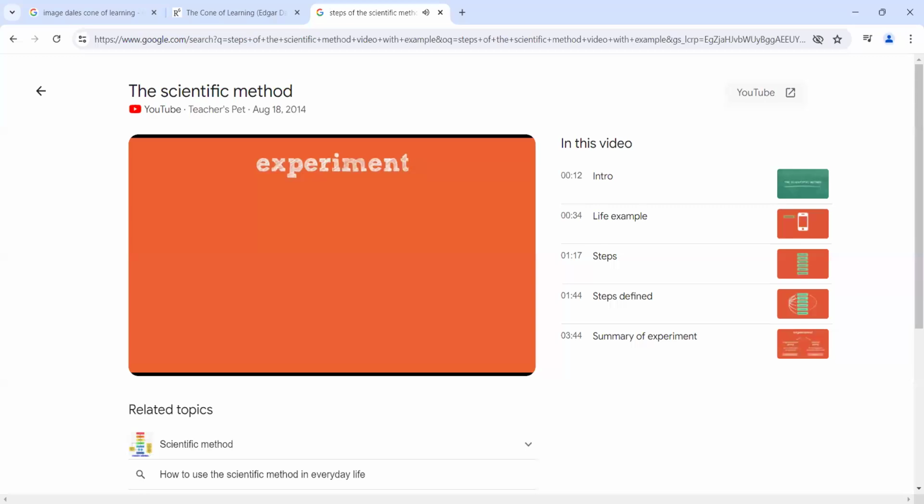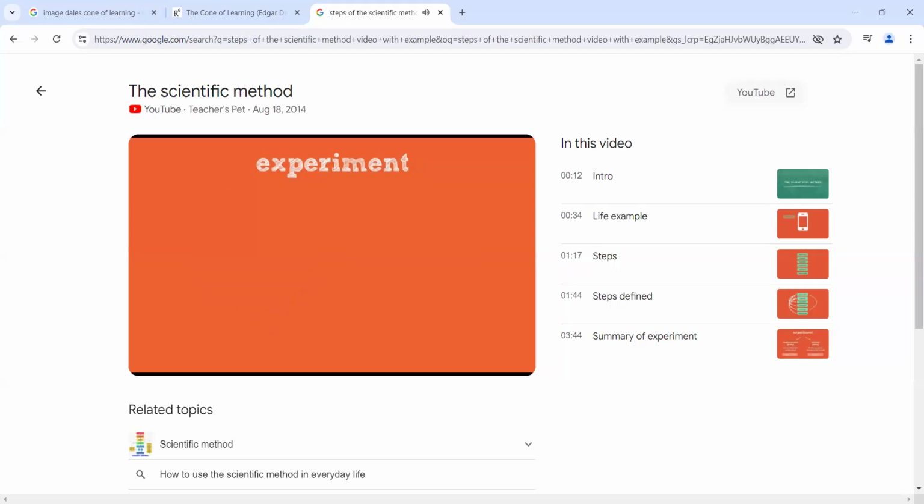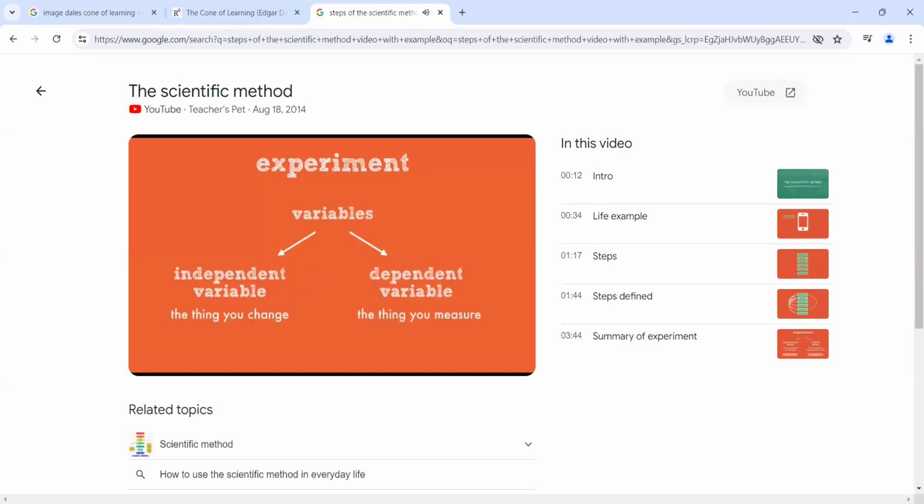The experiment itself is made of several parts. Most experiments collect two types of data, qualitative and quantitative. Qualitative data relies on descriptions like soft, yellow, shiny, or wet. Quantitative data relies on numbers like 25 centimeters or 2.3 grams. Once you know what types of data you're going to collect, you can define the variables in your experiment. There is the independent variable, which is the thing you change to see how it affects your dependent variable, which is the thing you measure.